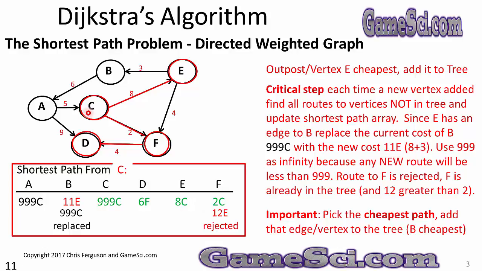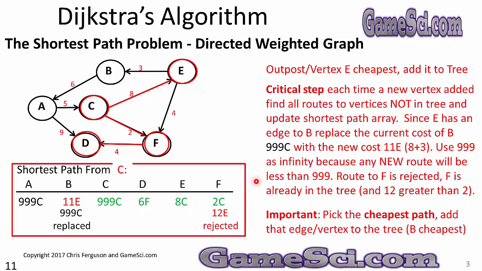8 plus 3. It costs 8 to get to E and another 3 to get to B. That's 11. That's a new cost that is cheaper than the existing cost. We use 999 as infinity because any new route will be less than 999.